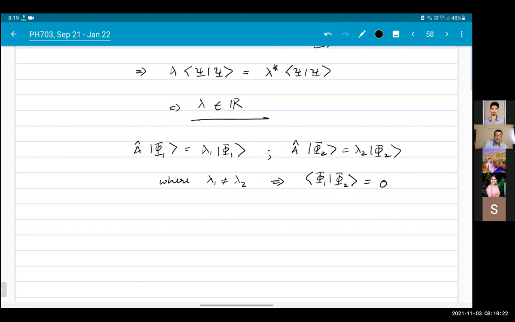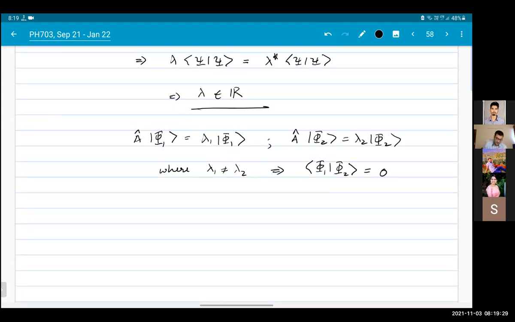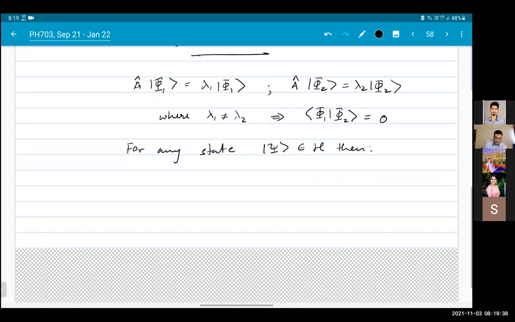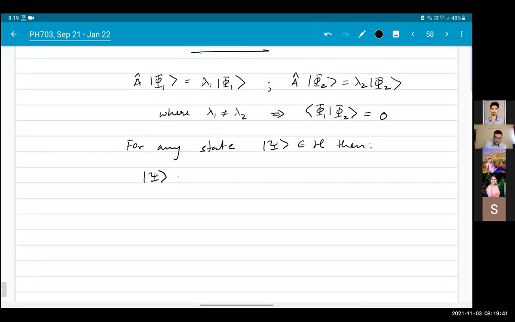And the second claim is that if you take any state in your Hilbert space, then this state can be written as a superposition of eigenstates of your Hermitian operator. Okay.